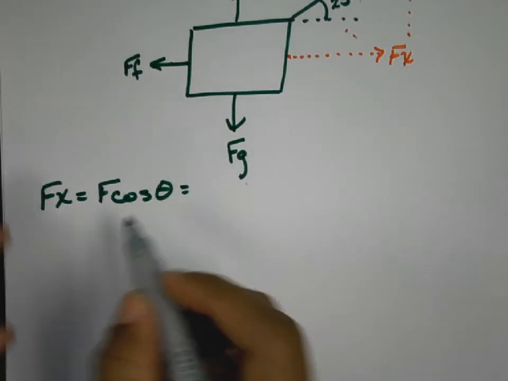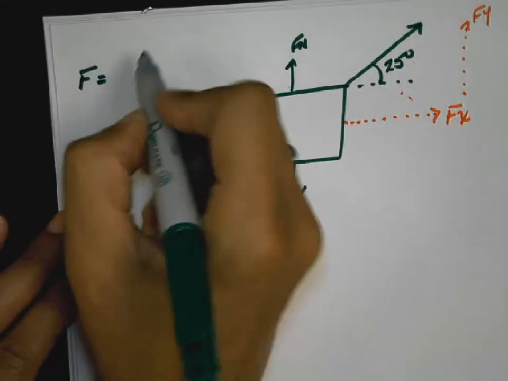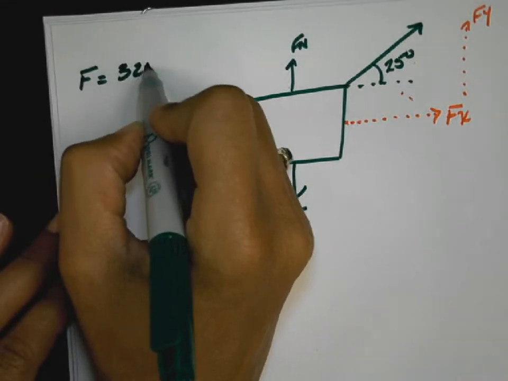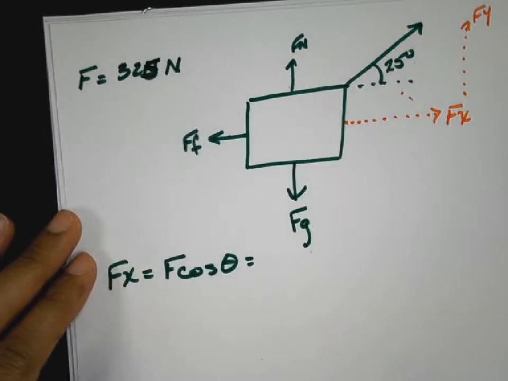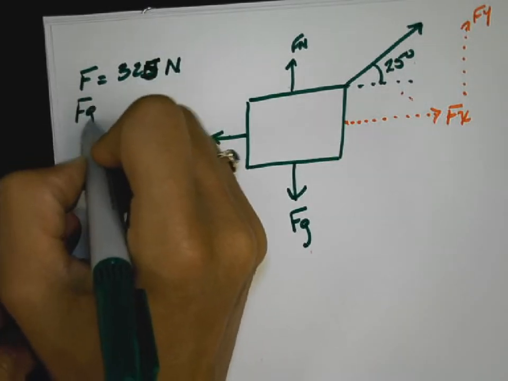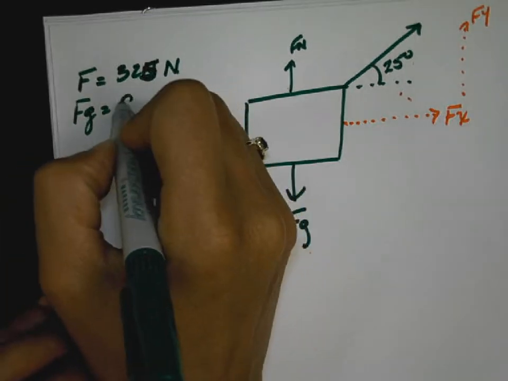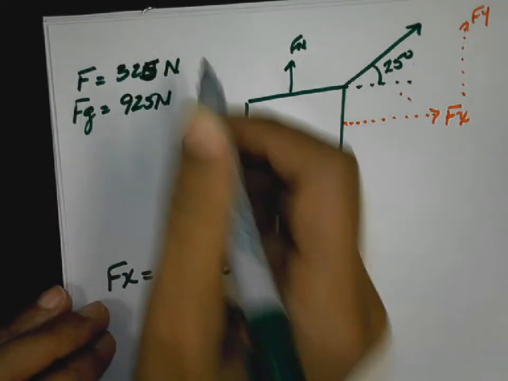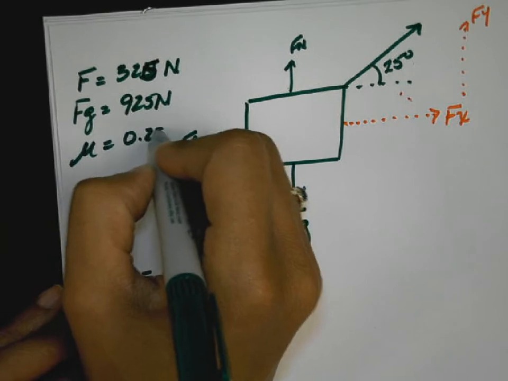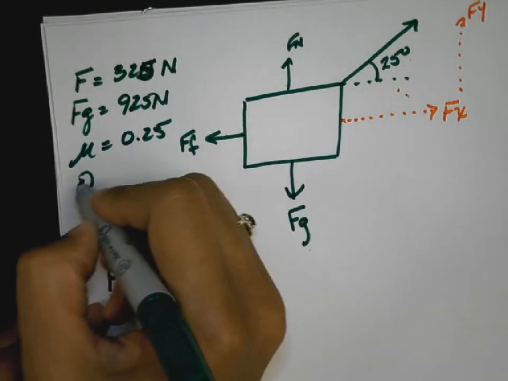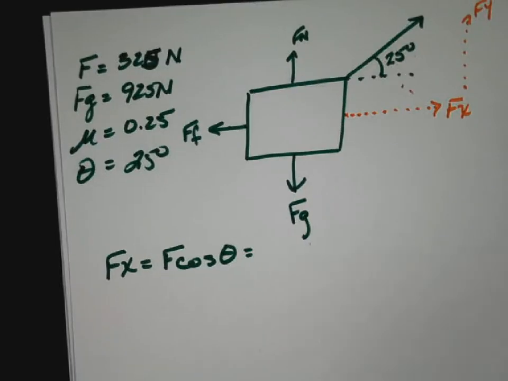So F cosine theta, let me list my givens here. My F is 25 newtons. I know my F of G, which is also the weight, don't forget that, is 925 newtons. I know that mu is 0.25 and theta is 25 degrees. Those are all our givens.